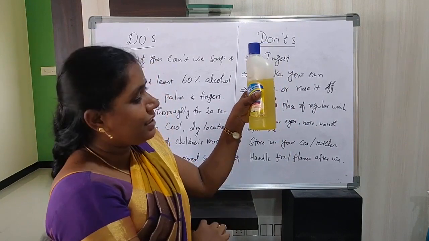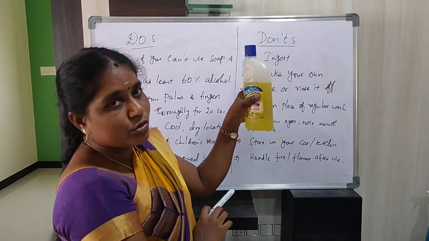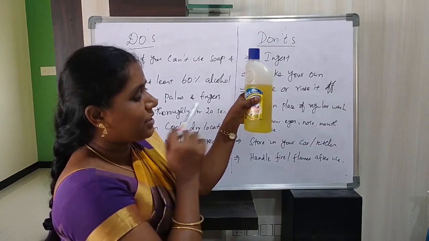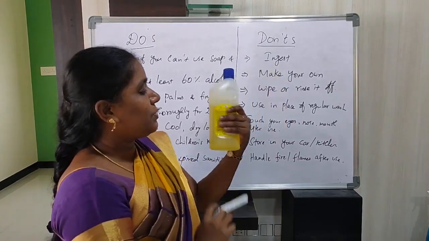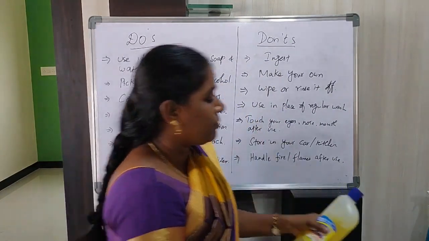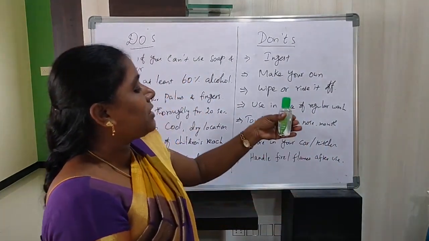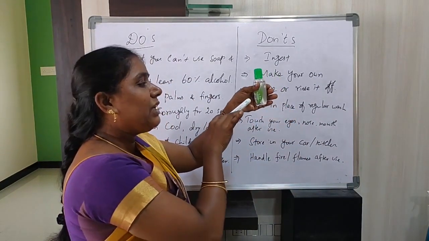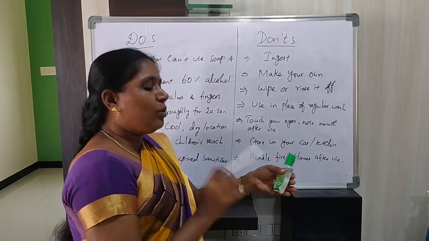It acts as a disinfectant, and here it is written that it is used for cleaning and it kills germs. This disinfectant will clean germs. It is written on this. It will clean germs, isn't it? And this is a hand sanitizer. On this hand sanitizer also, it is written that it kills 99.9% germs without water.